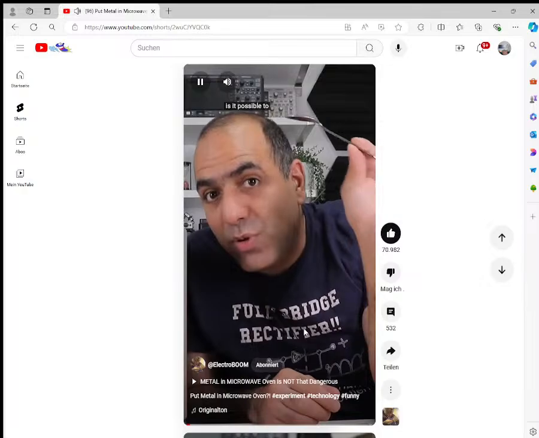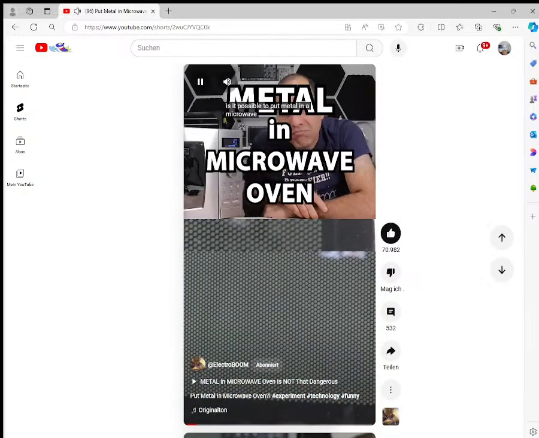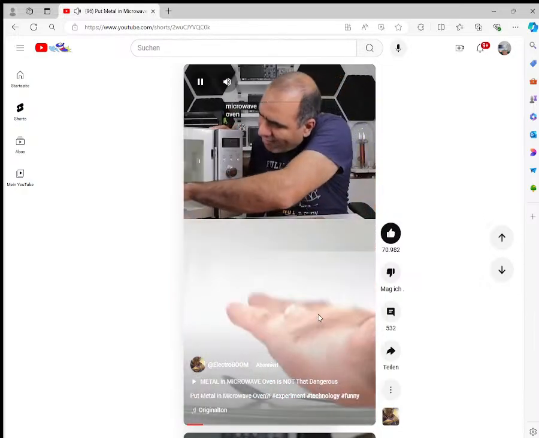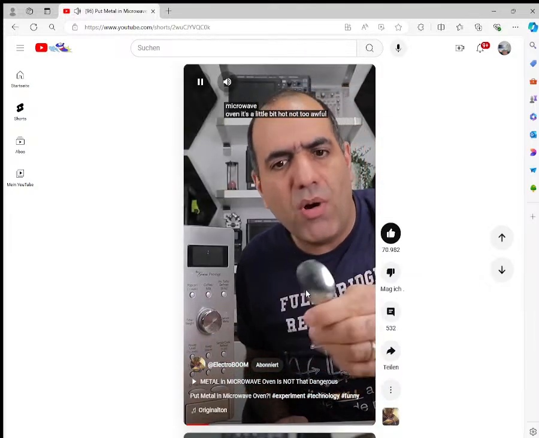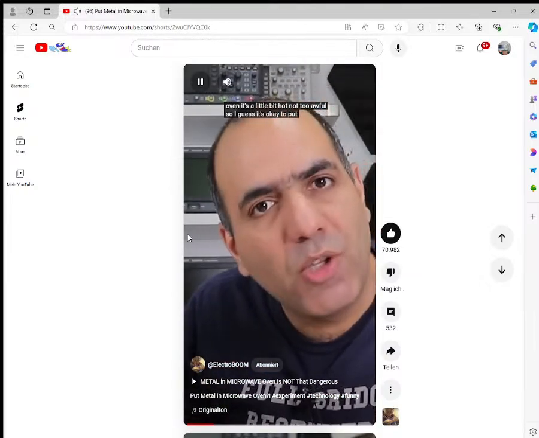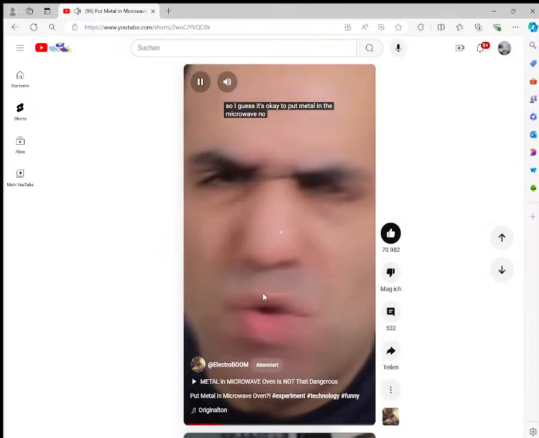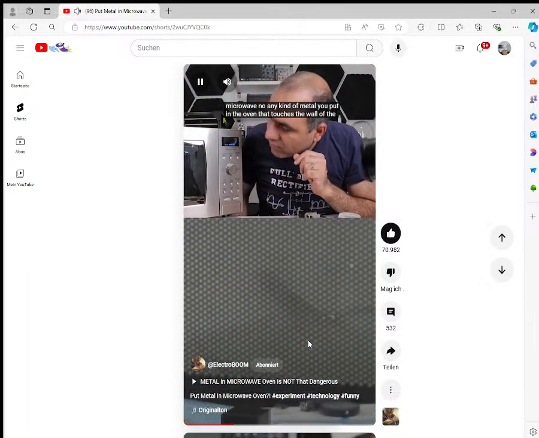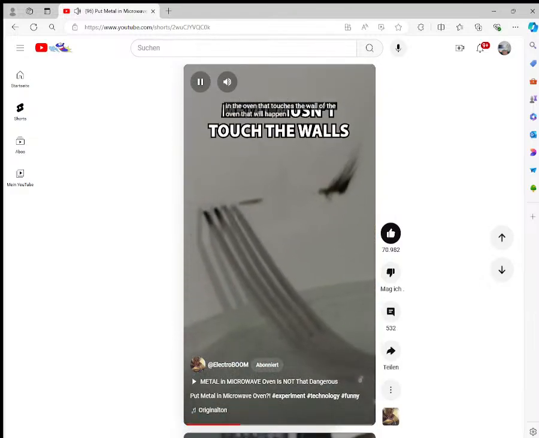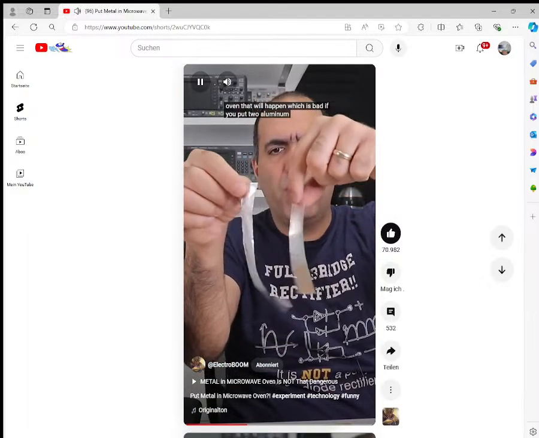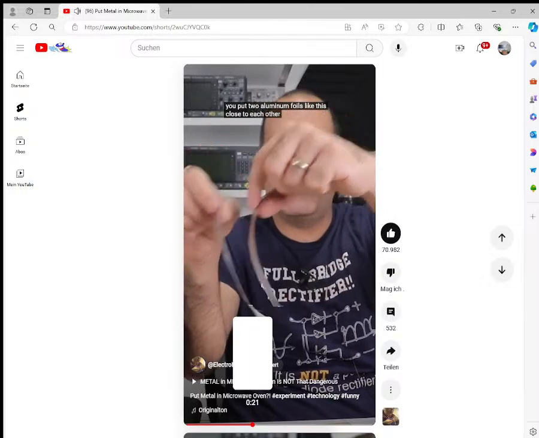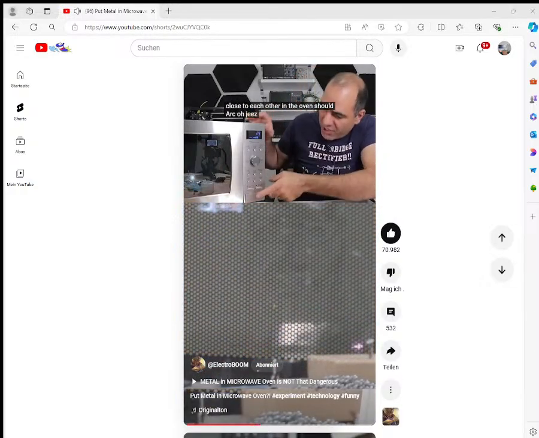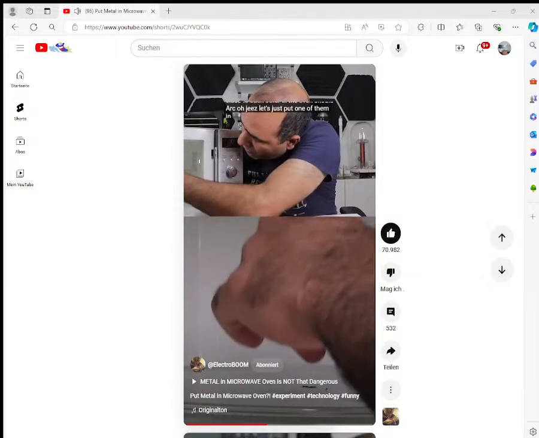Is it possible to put metal in a microwave oven? It's a little bit hot, not too awful though. So I guess it's okay to put metal in the microwave. No! Any kind of metal you put in the oven that touches the wall of the oven will arc, which is bad. If you put 2 aluminum foils close to each other in the oven, it should arc. Oh geez! Let's just put one of them in there and see what happens.